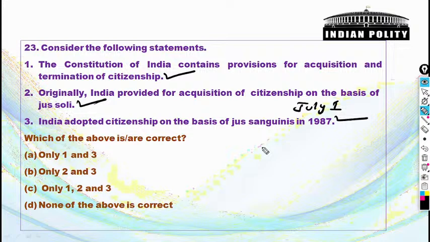That is known as jus sanguinis. Jus sanguinis means citizenship on the basis of blood relationship. Jus soli means citizenship on the basis of birth on the soil. So 1, 2, 3 are correct.